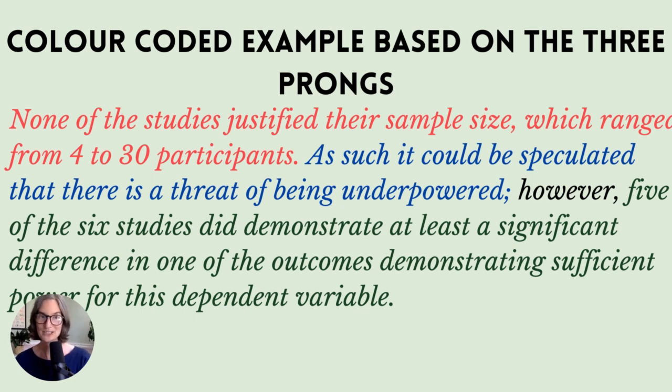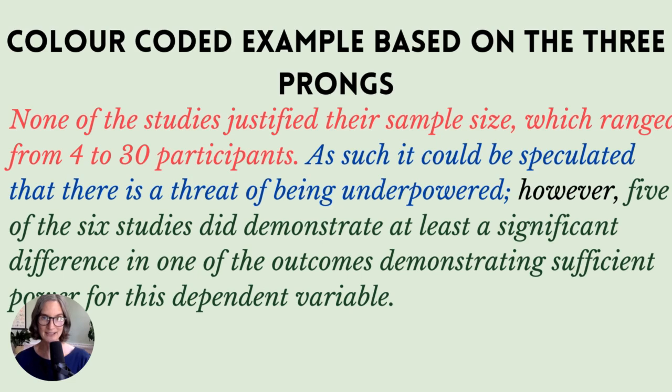Now, the best way to teach this really is to give you an example. So this is a color-coded example based on the 3 prongs. So this is a quantitative example here. So none of the studies justified their sample size, which ranged from 4 to 30 participants. So that was one of the common weaknesses that would have been identified in that quality appraisal table. That's point 1. Step 2 is around, okay, why is that important?